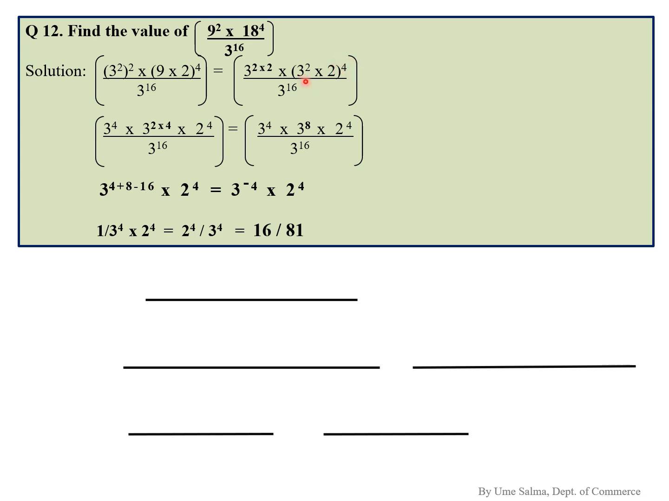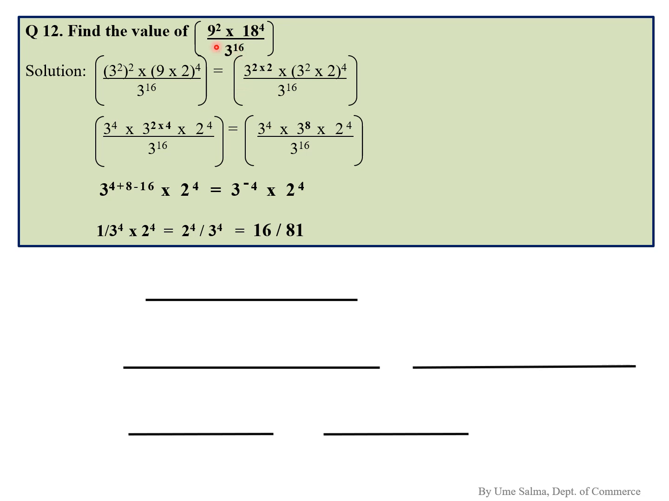We have just opened these brackets and applied this exponent 4 to both the terms, divided by 3 to the power 16. Now in the next step we can see 3 to the power 4 into, this is multiplied and written as 3 to the power 8, and into 2 to the power 4 is the same, divided by 3 to the power 16. This is the simplest form to which we can convert these numbers. Here we have the simplest form.